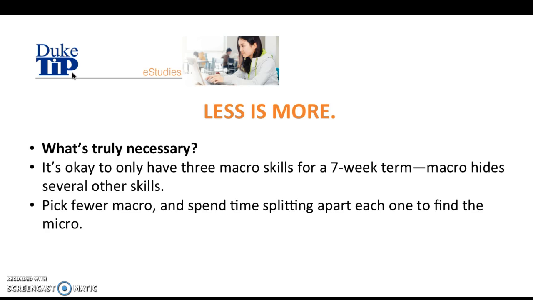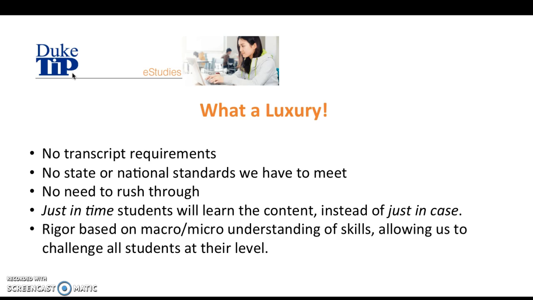Less is always more. Really, you're asking yourself another essential question, which is what's really necessary? It's really okay to have only 3 macro skills for a 7-week term, assuming that the macro hides several other skills and that you've picked just a few. Then spend quality time splitting apart each macro one to find all the micro. And think about the luxury we have in this program. There's no transcript requirement that after the student exits the class, they're trying to place out of some other class because of this. That's not our goal.